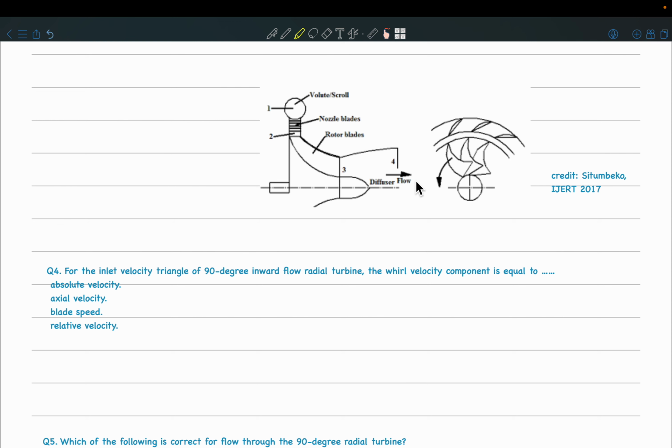So the whirl velocity component is the tangential component, right? But remember, like I said, the flow is coming in this radial direction, and then it is being thrown into the axial direction, and the blades are also being rotated in this manner, right? So the tangential velocity of the flow and the tangential velocity of the blades, the blade velocity, are going to be the same. So here the answer is blade speed.